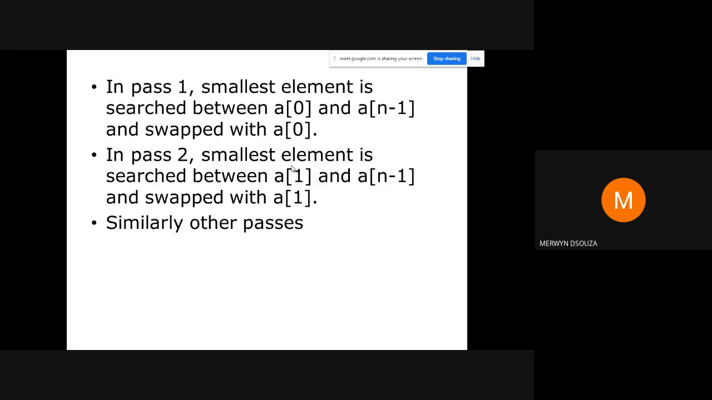So this is the general way this method works. I'll explain the entire process and then maybe we'll come back to this slide and you will understand what is written here.